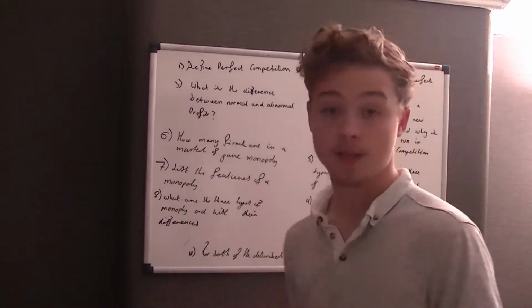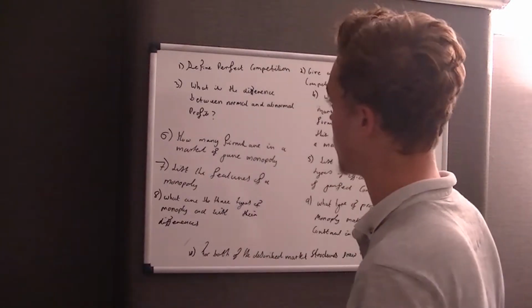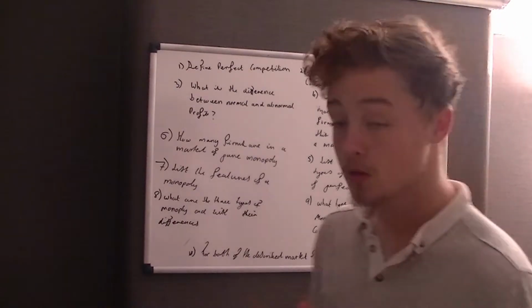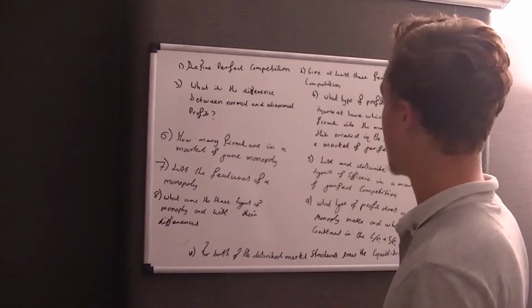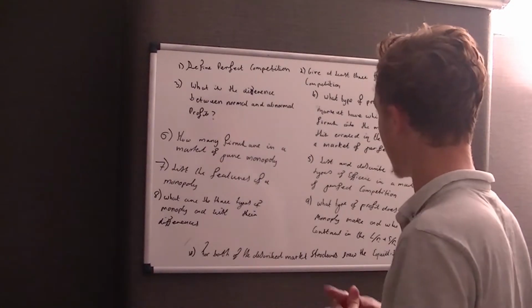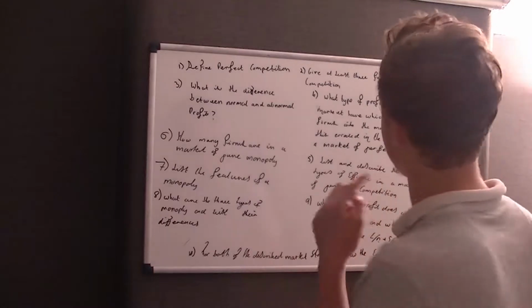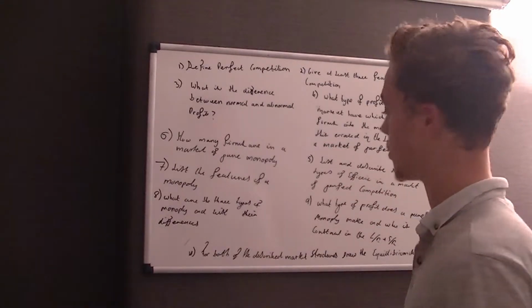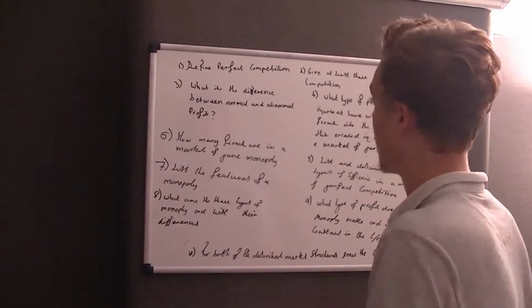The first one says define perfect competition. So let's define perfect competition. The second one says give at least 3 features of perfect competition. So you could obviously give more than that.